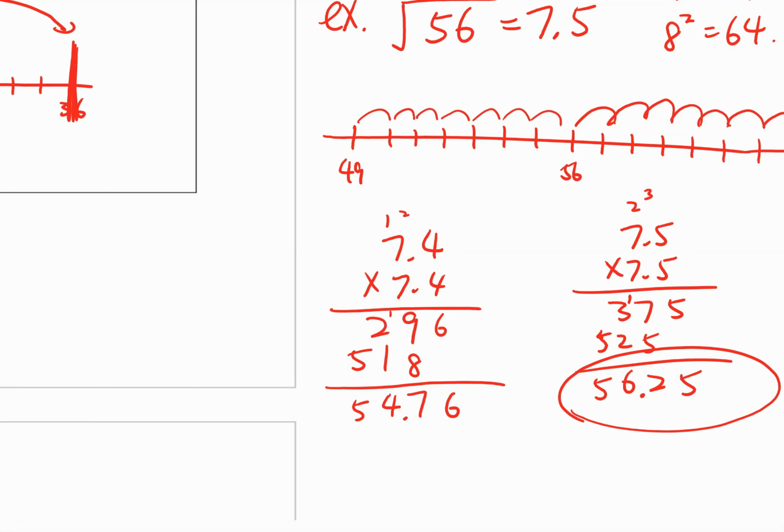So yeah, we tried 7.4 first. Not that close. It's not too bad, but it could be better. So I tried just 1 decimal place higher. I tried 7.5, and you can see it's a much better estimate than what 7.4 gave us.